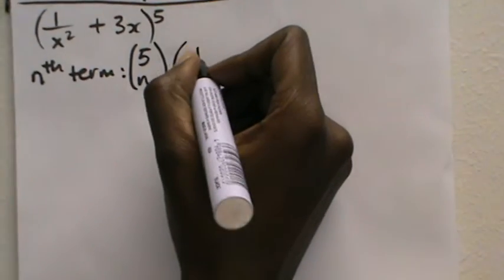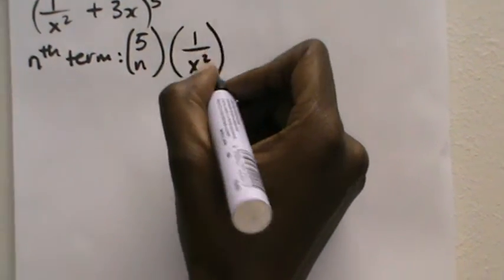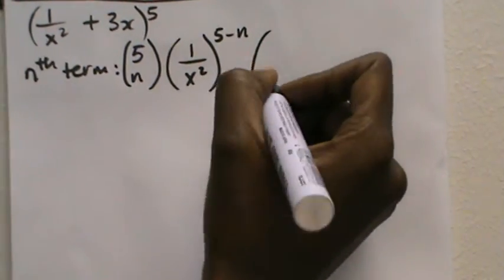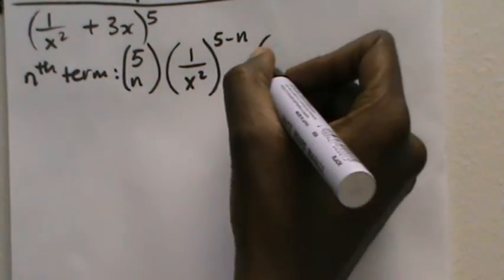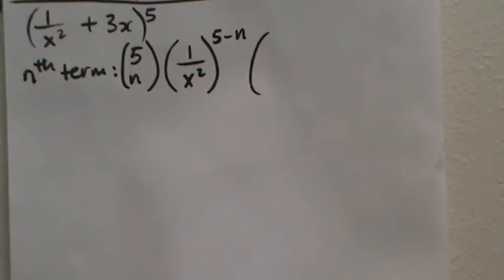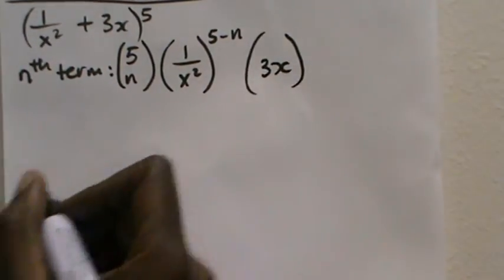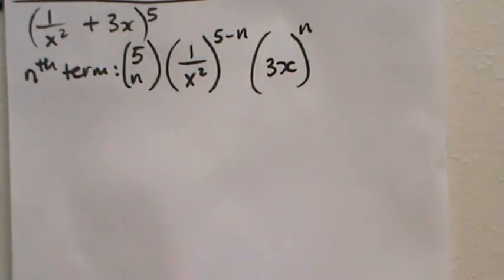Okay, so in a previous question I showed you how to work this out. 5 choose n, and then this term here that comes first, that is my a, so I say 1 over x squared, and then I have 5 minus n. And then the second term, it's positive, so I don't need to write the plus there. If it was negative, I would put the negative in there as well. And then this is 3x to the power of n.